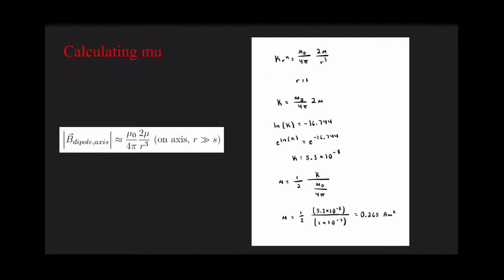Using the data from the graph, I was able to calculate mu by replacing B bar with the magnetic dipole axis equation, where the distance is larger than the separation of the dipole. We assume that r is equal to 1, and now we have an equation only with the variables k and mu. Since the natural log k is the y-intercept on the graph, I was able to create an equation. To cancel out the natural log, both sides were placed to the power of e, which enabled us to calculate the value of k. Then I plugged k into the previous equation and calculated mu.